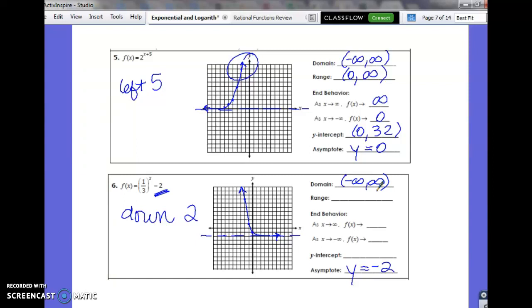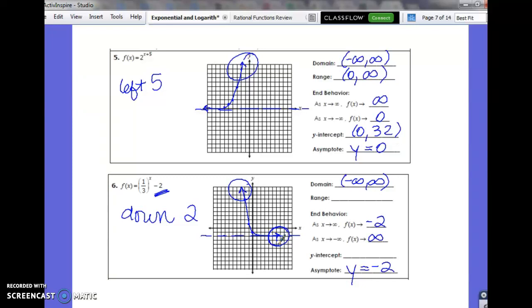Okay, the left-hand side of the graph here goes up forever. But where does the right-hand side of the graph go? Right, -2. It's leveling out. This right-hand side of the graph here is leveling out at -2. Okay, horizontally it's going to the right forever, but vertically it's getting closer and closer and closer to that -2.